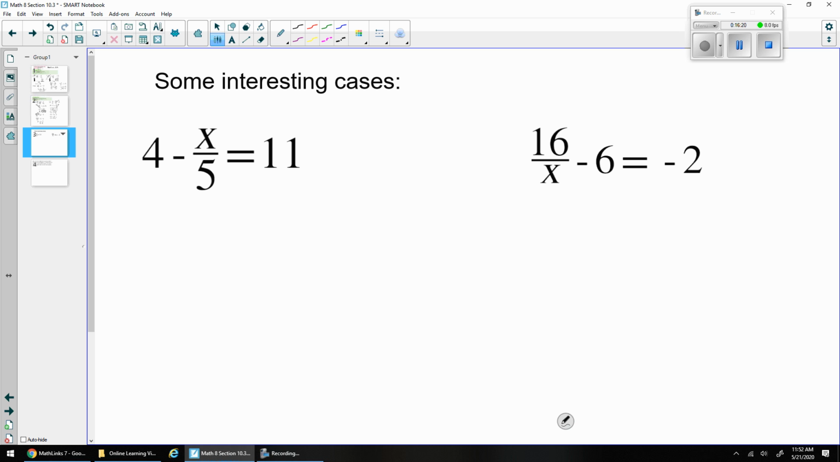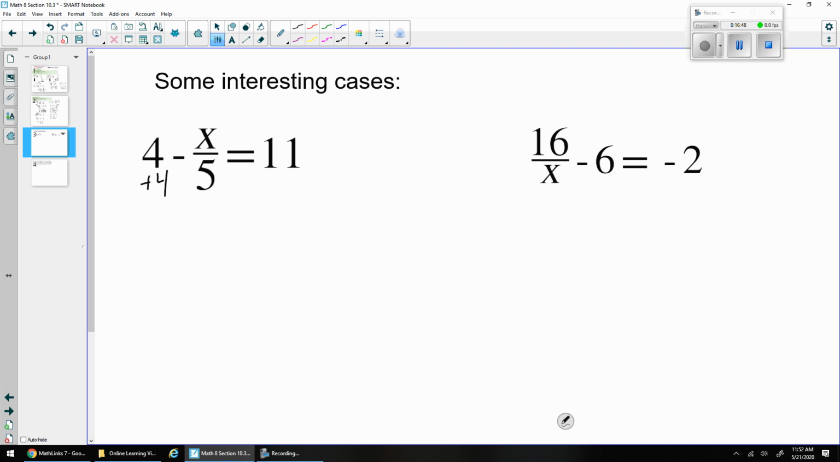So here I have 4 minus x over 5 is equal to 11. So the first thing I need to do is get rid of this 4 because I want to get x all by itself. Now what some people do, since they see this negative symbol or subtraction symbol behind it, is they say, oh, well, since it's 4 minus that, I go plus 4 to cancel it out. But that doesn't work because this is a positive 4. That's not a negative 4.